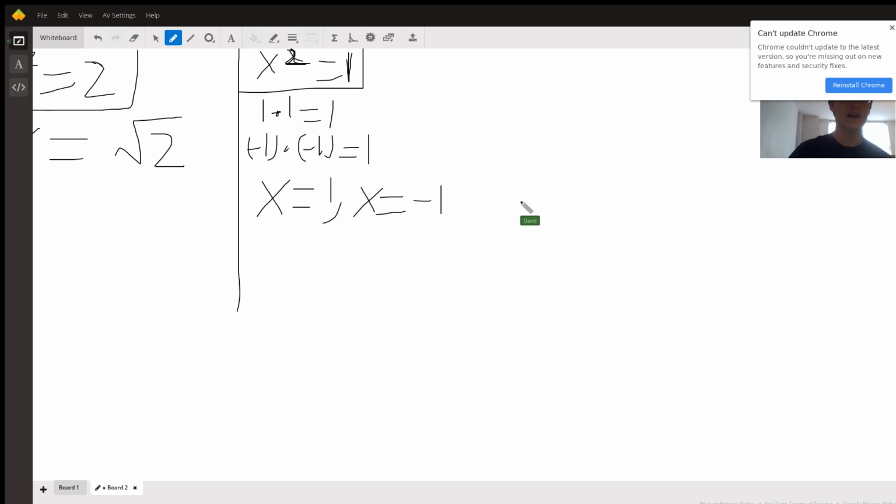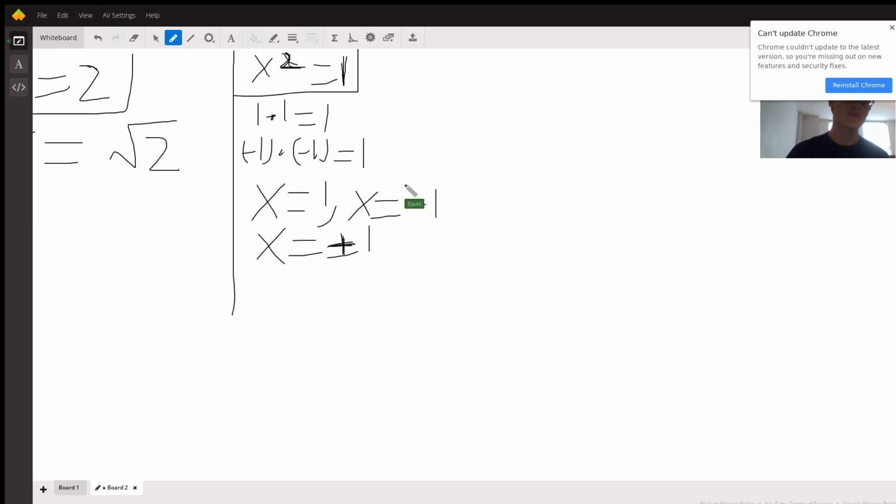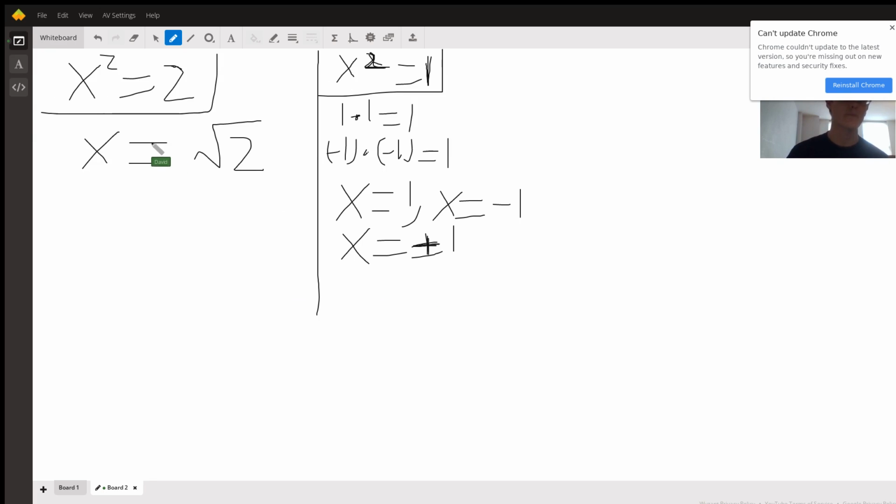If we want to be compact about it, we can write x equals this symbol, 1, where that symbol is read as plus or minus. X equals plus 1 or x equals minus 1. That's what that symbol means. It means the sign can be either positive or negative. So that's the simplest possible quadratic, essentially, except for x squared equals 0, which has its only solution, x equals 0. The simplest one besides that is x squared equals 1. And we see that that has two solutions, positive 1 and negative 1, so the nicest way to write the solution is x equals plus or minus 1.